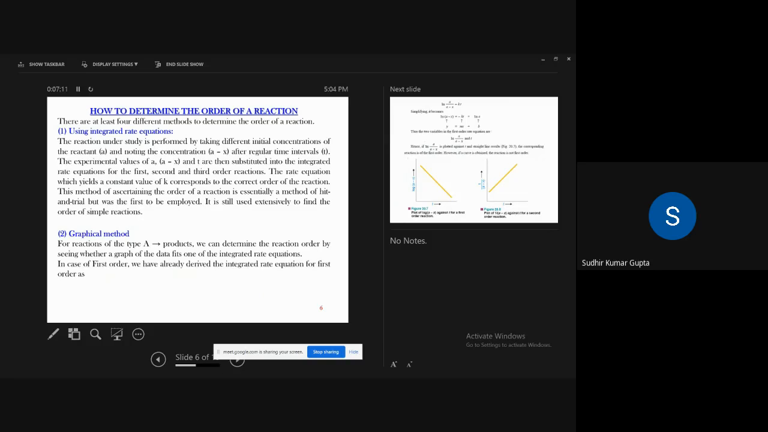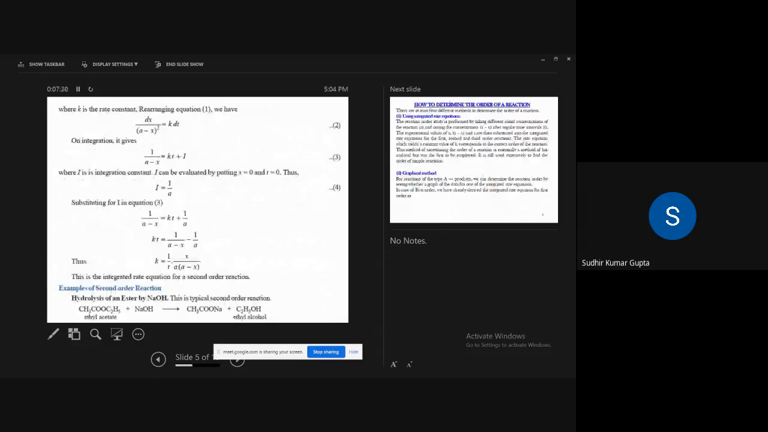So depending upon the nature of plot of a minus x, a, x and t, we can get to know from the equation whether it is a first order, second order, or third order. It's very simple because equations are different. So the nature of plot will be different. For second order reaction we are having this equation. For first order reaction we are having k is equal to 2.303 log a upon a minus x.